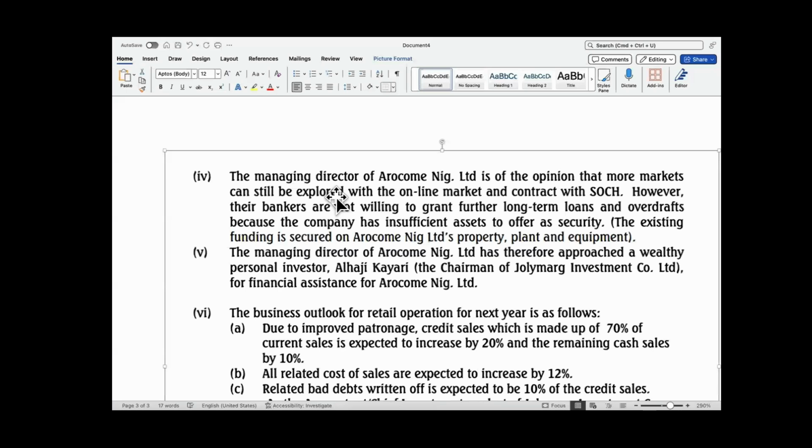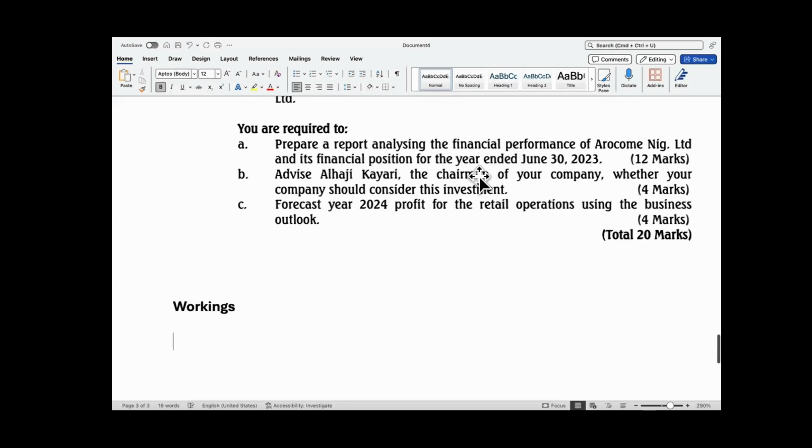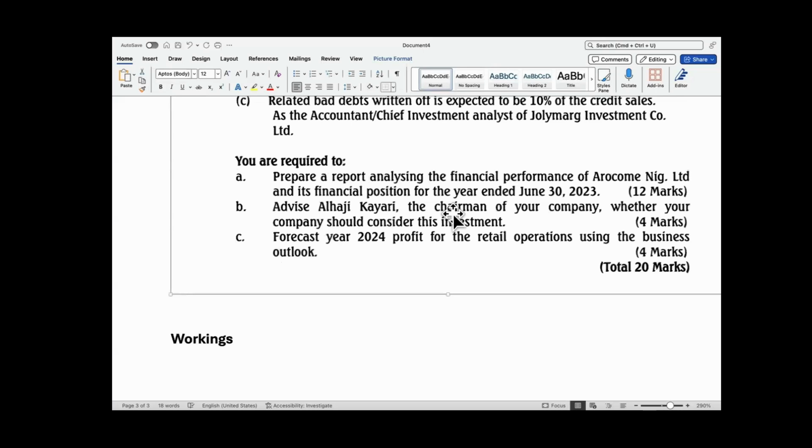Now, in the exam, when it comes to analysis, the first thing is to go to your workings. And you don't have to leave space. Don't be leaving space, thinking you want to leave space for the report. Just start with your workings. And when I say your workings, I mean your ratios. Just start computing your ratios. Now, what ratios are we looking at? The requirement of the question says, analyze the performance and position of this company, of Agrocom.